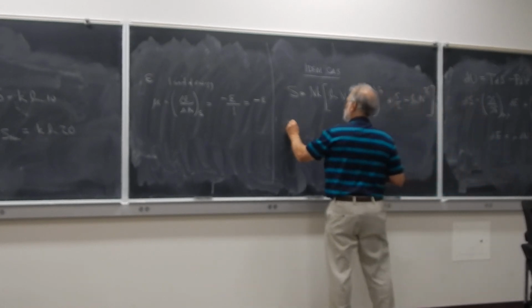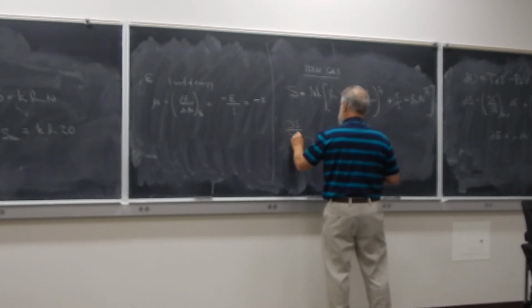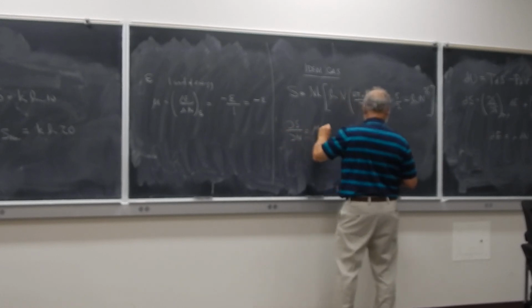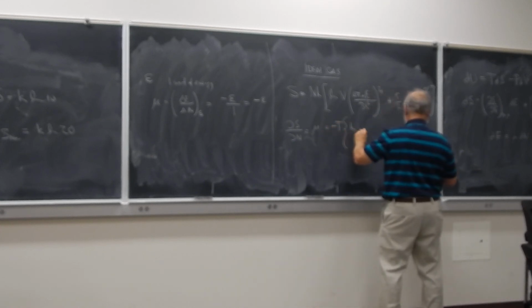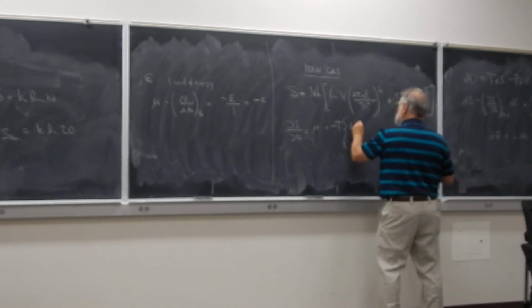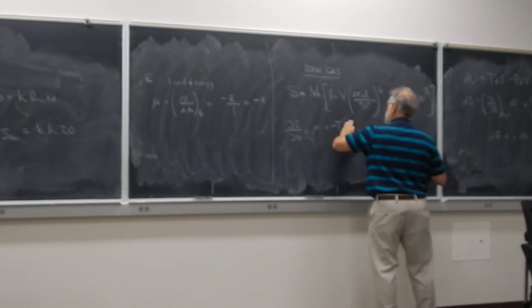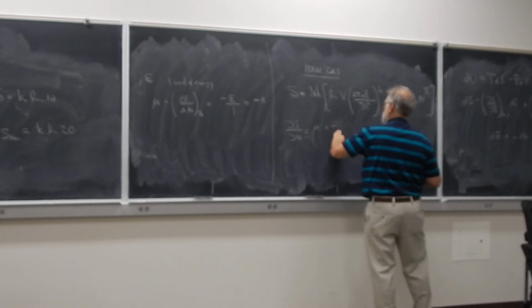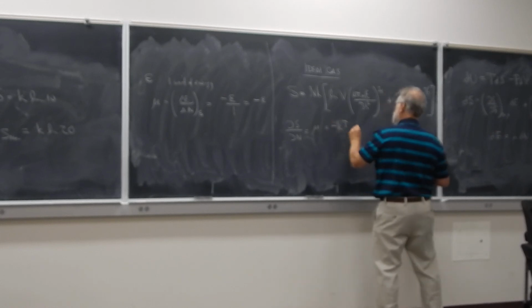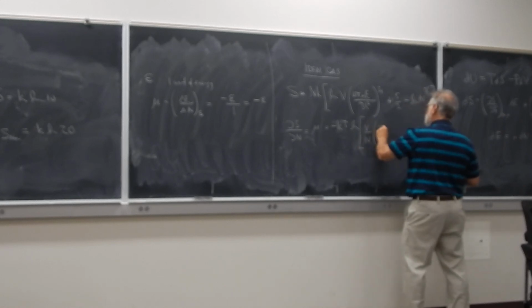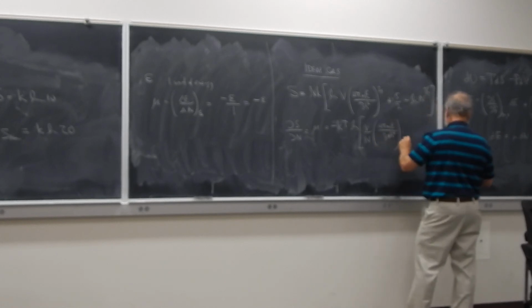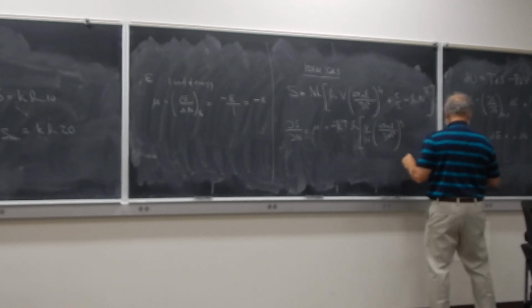If I want to take the partial of S with respect to N to get the chemical potential, that's going to be equal to minus T times k. We'll write it this way. Skip a step. Minus kT log of E over N, 4 pi m over 3N h squared, to the 3/2.